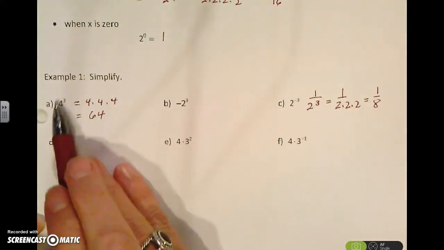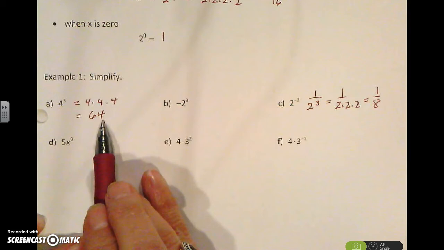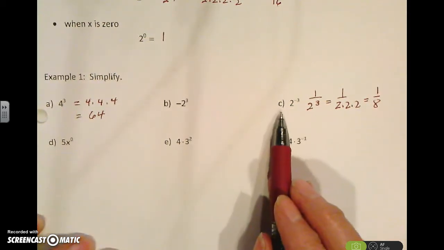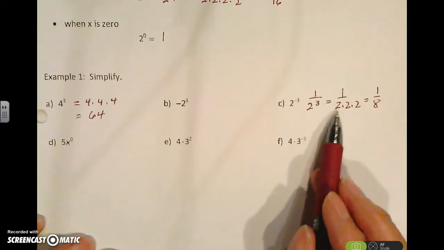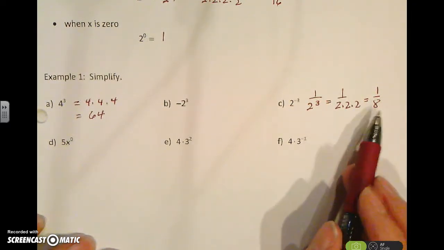All right, so I've worked this first one. 4 to the 3rd power is 64. I've also worked C. 2 to the negative 3 is 1 over 2 to the 3rd. So 1 over 2 times 2 times 2, which is 1/8.